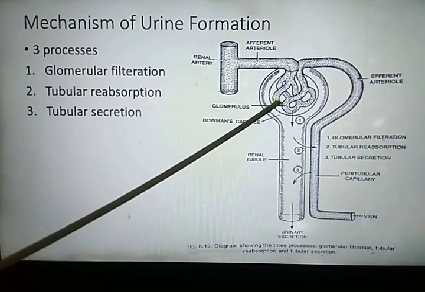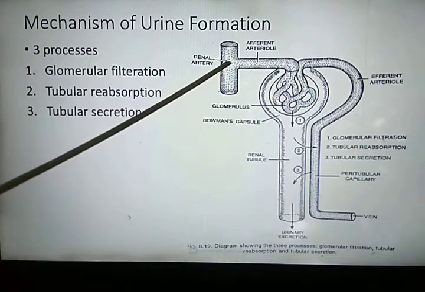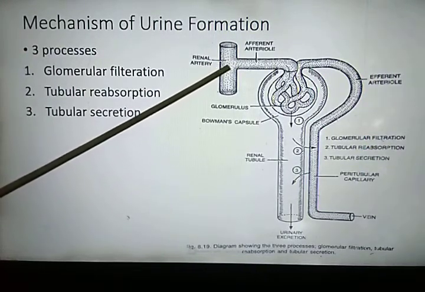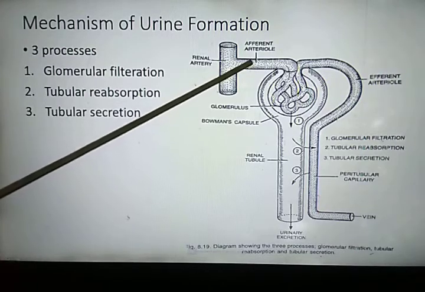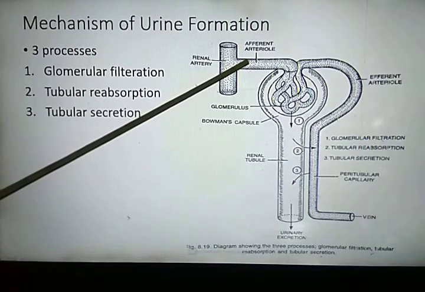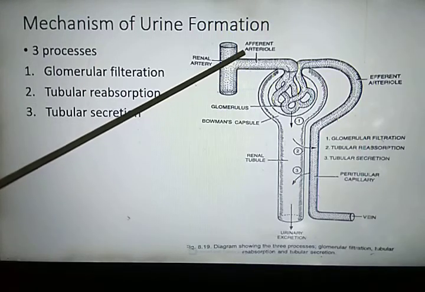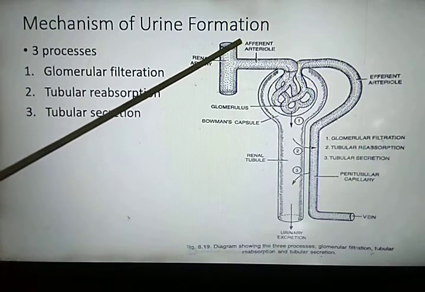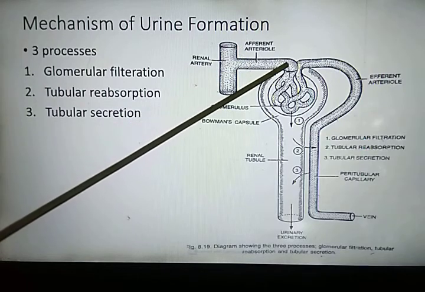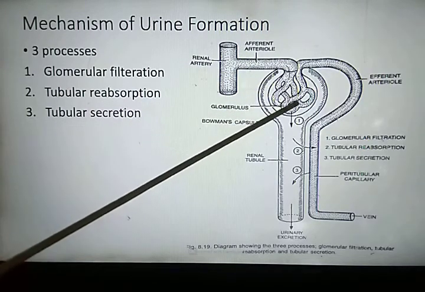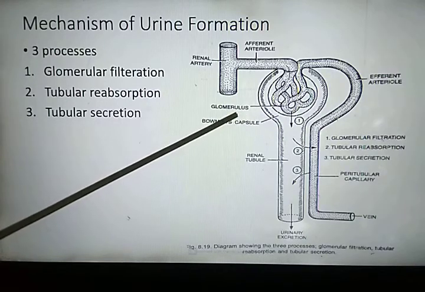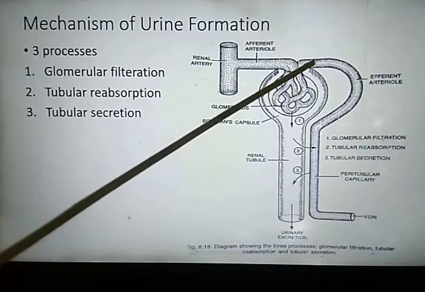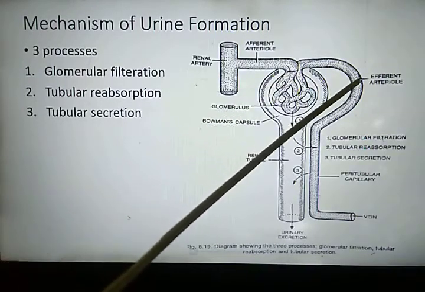Now, how is blood pressure high in the glomerulus? When the renal artery enters into the kidney through the hilus, it forms renal arterioles. When these arterioles enter into the Bowman's capsule, they are known as the afferent renal arteriole. These afferent renal arterioles form a fine tuft of capillaries inside the Bowman's capsule known as glomerulus. And then these capillaries later join to form the efferent arteriole.